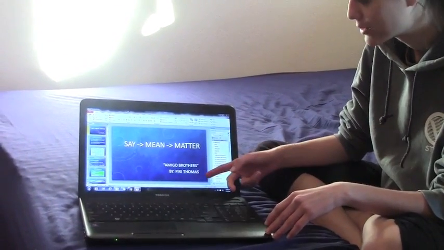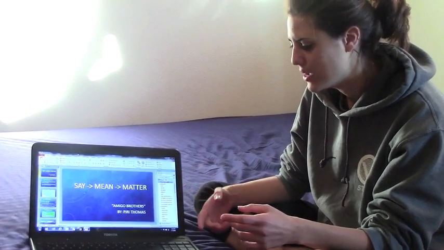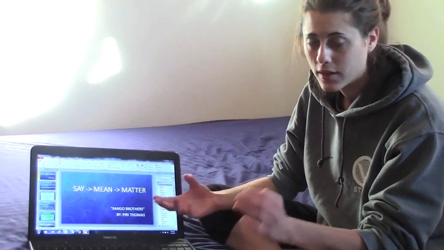I'm teaching at a middle school this semester, and we're reading this short story called Amigo Brothers by Piri Thomas. And I'm teaching the students about say, mean, and matter. And their culminating assignment is to write a one-paragraph essay depicting what the central idea is.